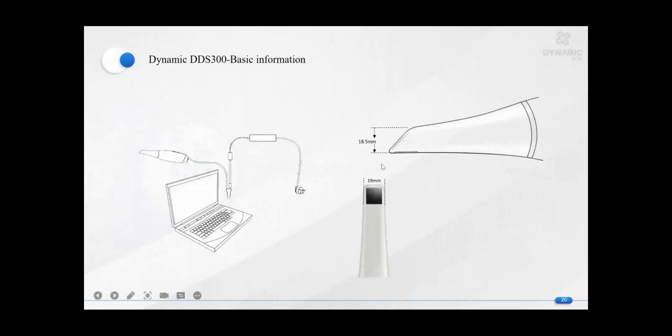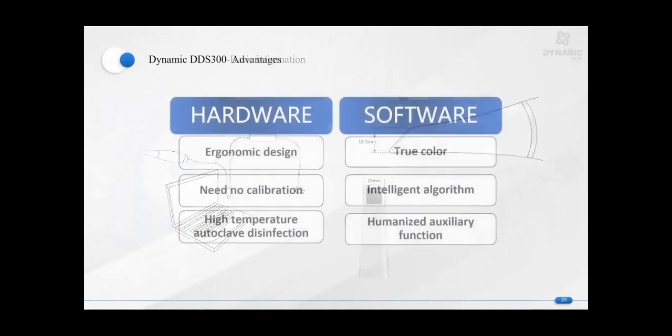And the picture on the right is the dimensions of the DDS300 tip. The height is 18.5 millimeters and the width is 19 millimeters. So this size design not only ensures the convenience of the operator and the comfort of the patients, but also allows a wide range of single data acquisition. Okay, next.